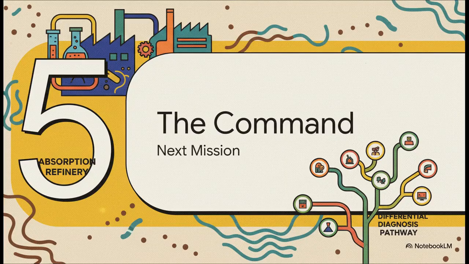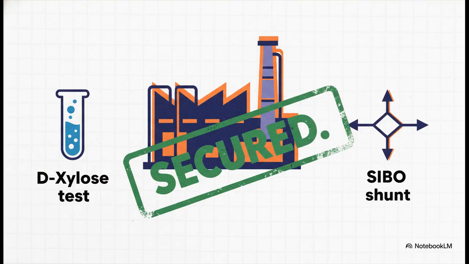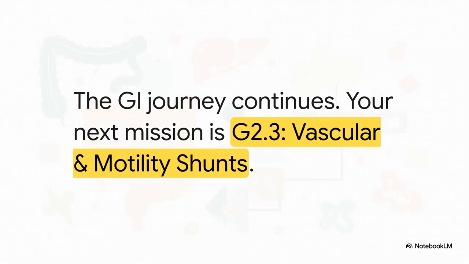All right, you have now mastered the core logic of the absorption refinery. From this point forward, you can confidently navigate the differential diagnosis of malabsorption. Mission accomplished. The absorption refinery is officially secured. You now own the critical role of the D-Xylose test and the elegant logic of the SIBO shunt. But listen, our work isn't done. The journey doesn't end here. Some of the GI tract's most dangerous territory lies ahead in the vascular and motility sectors. So, your next mission briefing is G2.3, Vascular and Motility Shunts. We'll see you on the front lines.